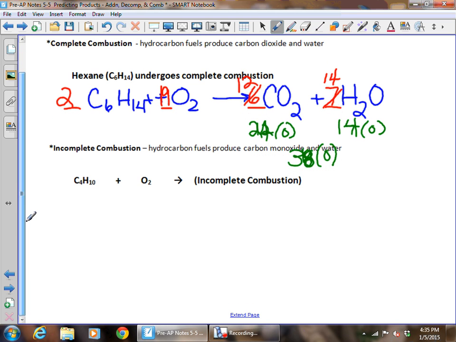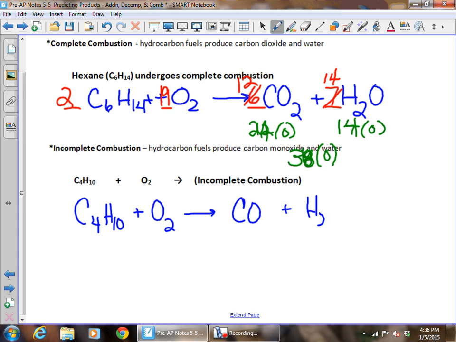Okay, our last one for incomplete combustion. Remember, the only thing that's different in incomplete combustion is one of the products. We've got C4H10 plus O2. Incomplete combustion, remember, we get carbon monoxide and water. When we have incomplete combustion, that's the only difference. So now let's go ahead and balance.